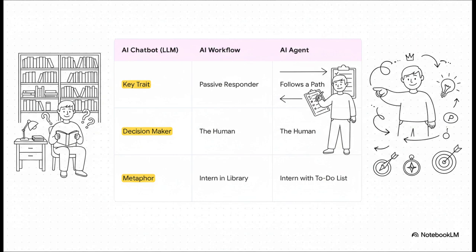An AI workflow follows a predefined path set by a human. That's our intern with a super strict to-do list. But an AI agent, that's an autonomous goal seeker where the LLM itself is the decision maker. That's our intern who got promoted to project manager.